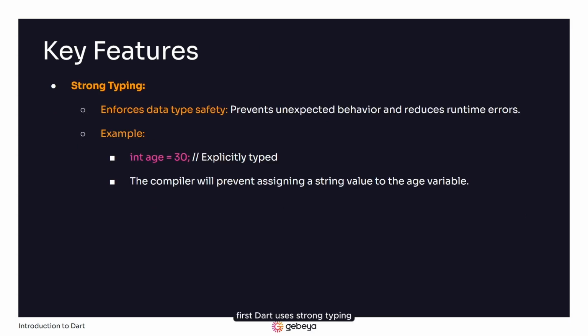Moving on, let's break down some of Dart's key features so you understand why it is a solid choice for Flutter development. First, Dart uses strong typing. This means it enforces data type safety, which helps prevent unexpected behavior and reduces runtime errors. For example, int age = 50, explicitly typed. Here, the compiler will not allow you to assign a string value to the variable age, helping catch errors early during development.